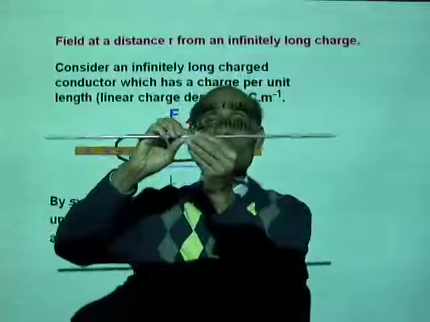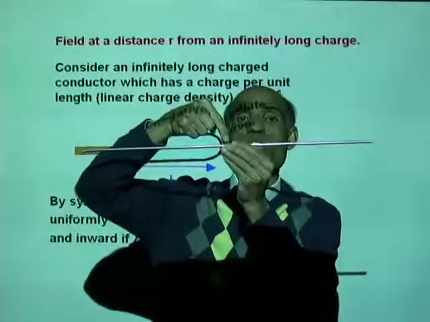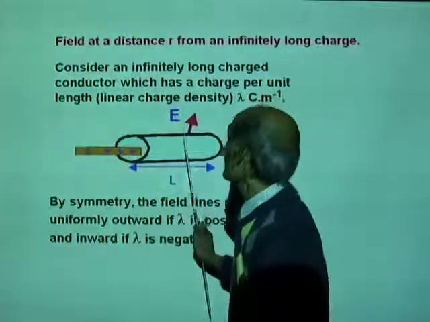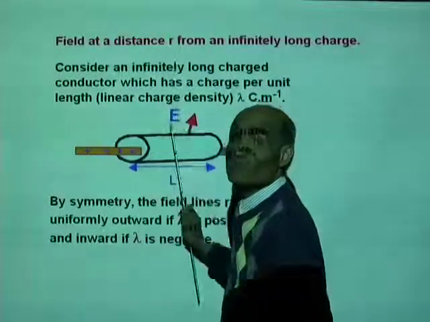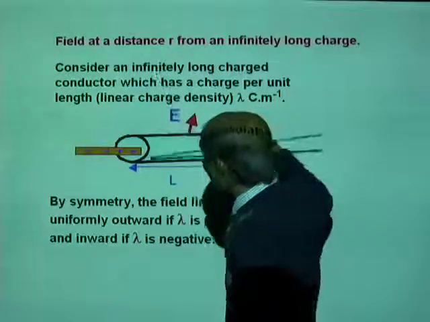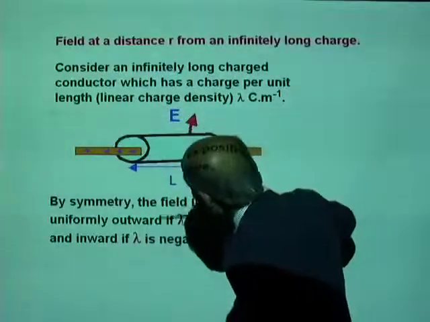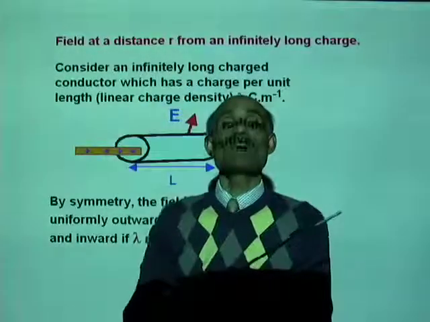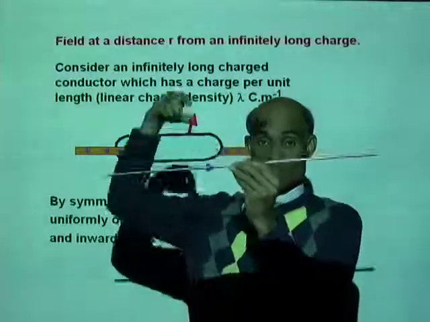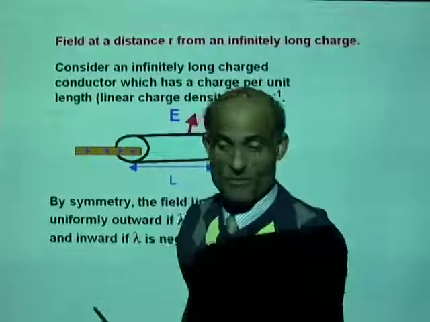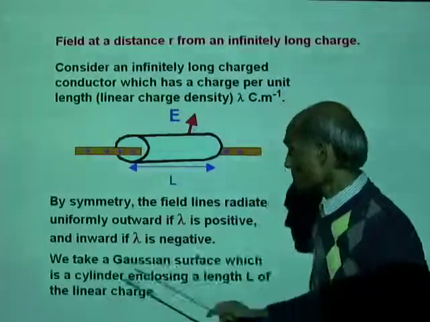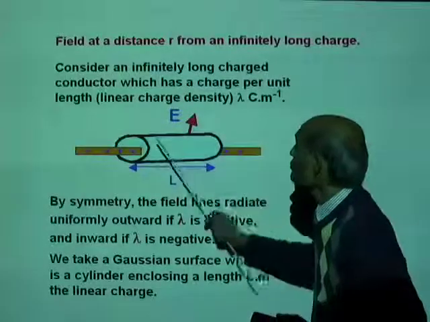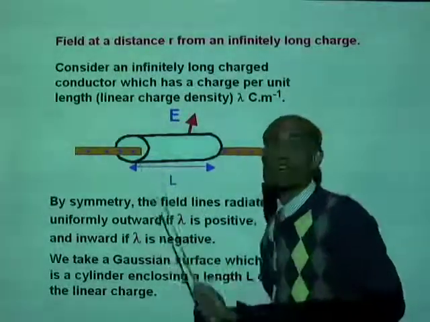So if this is a positively charged object, the field lines will radiate outward. That means the field lines will be crossing this cylinder at right angles in that direction and also downward. All over the surface, the field lines will be radiating outward. If the charge on this is negative, the field lines will be directed inwards. Now we take a Gaussian surface, which is a cylinder enclosing a length L of the charged object.